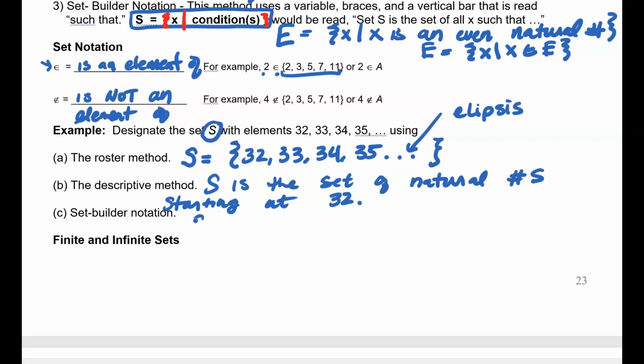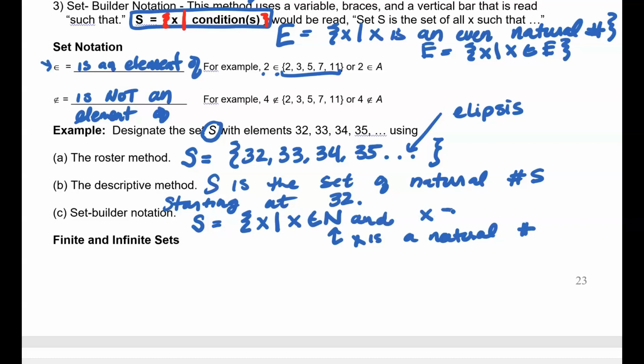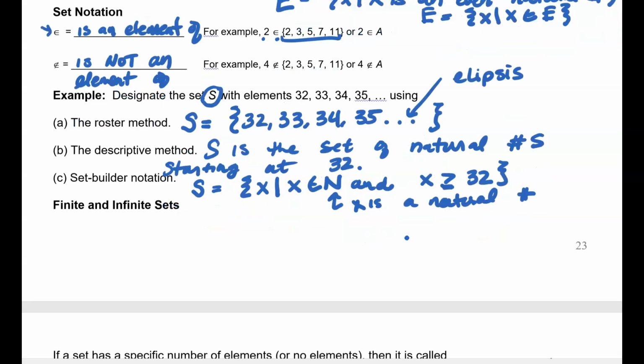Set builder notation. I'm going to start with S equals curly bracket and x, a vertical line. So I always start with this part. And then I describe what x is. So I'm going to say x is an element of N. Remember, that just means x is a natural number. And then I'm going to describe it even further, and I'm going to say, and x is greater than or equal to 32. I could also say just greater than 31, but I want to make sure 32 is included. So there's more than one way to write that. And that describes the set above. So three different ways that really accomplish the same thing.